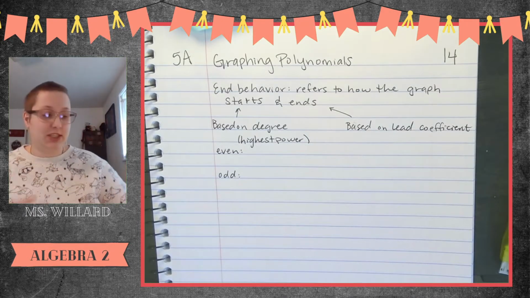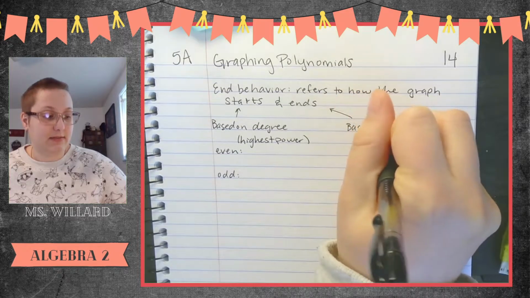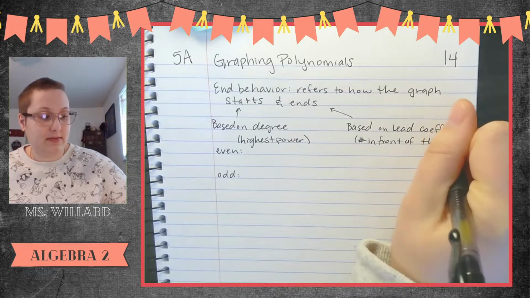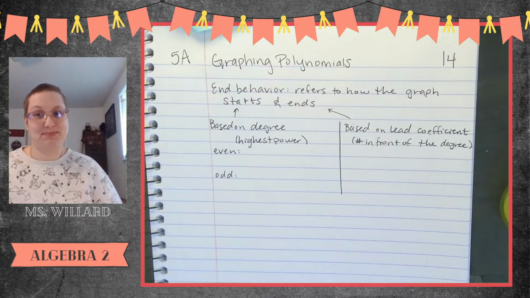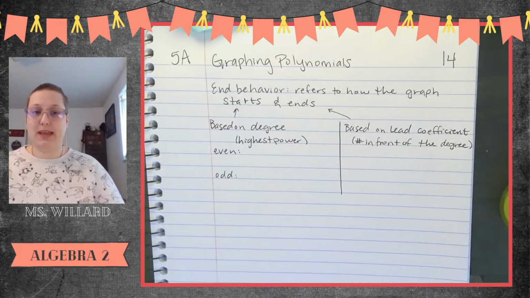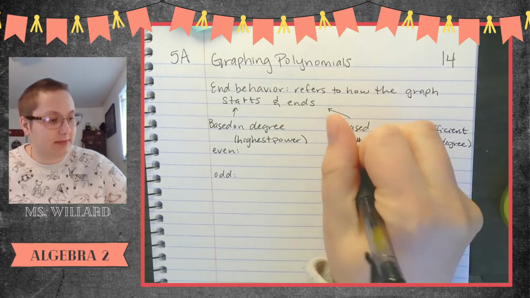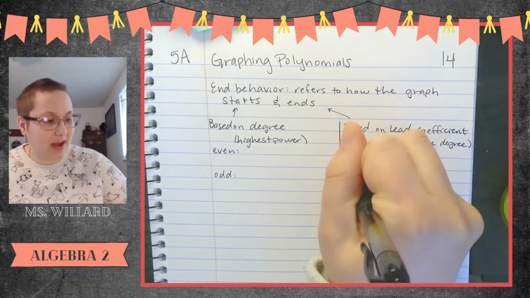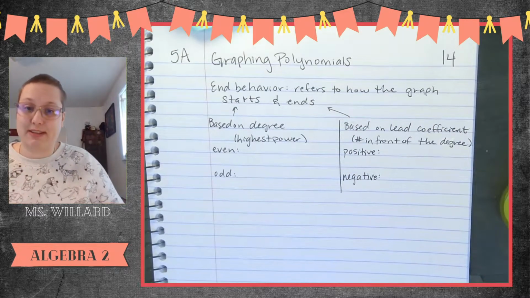For the lead coefficient, that is the number in front of the highest power. Or the degree, I should say. Hold on, let me get my white out. Fixed it. Okay, we care about the lead coefficient being positive or negative. We don't actually care what the actual number is. I just care if it's positive or negative in order to graph this.